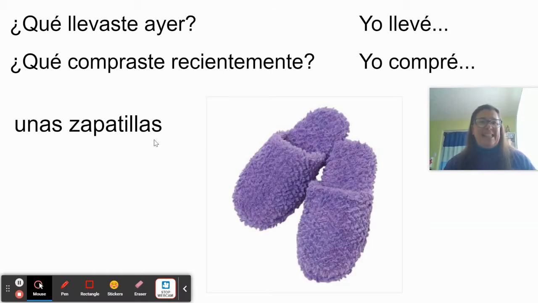Unas zapatillas. In Spain, they might take that Z and use a theta sound because they're Spanish. Zapatillas. Now, if you decide to adopt that, you have to be consistent all the way through. Again, that double L, it's not a y, it's zapatillas. Or if you're from Argentina, zapatillas. Whatever you decide to do, be consistent. ¿Qué llevaste ayer? Yo llevé unas zapatillas. ¿Qué compraste recientemente? Yo no compré unas zapatillas.